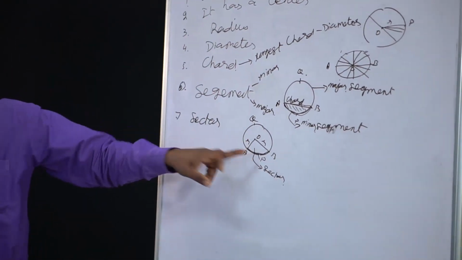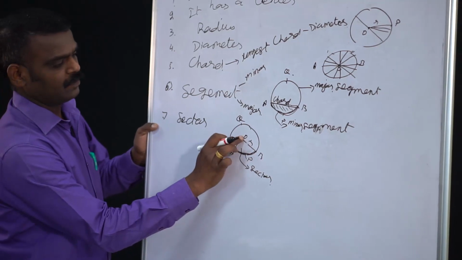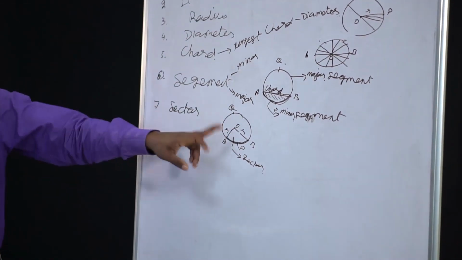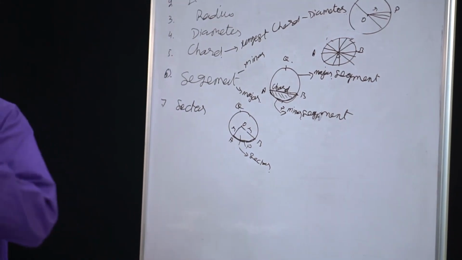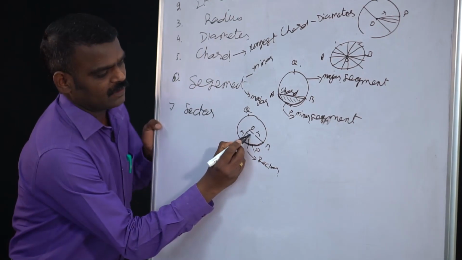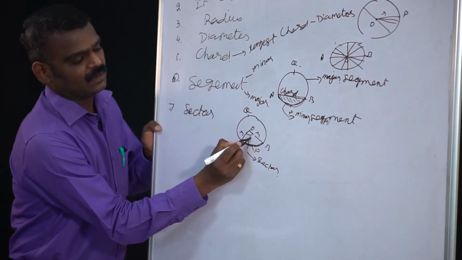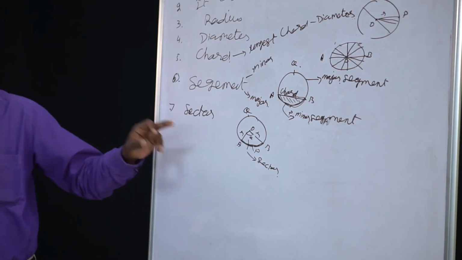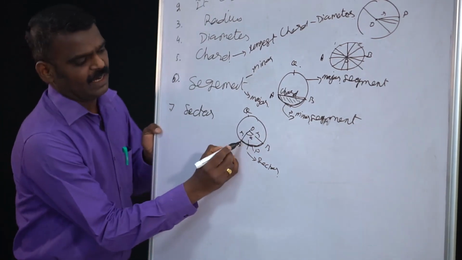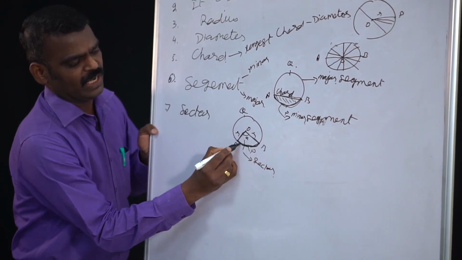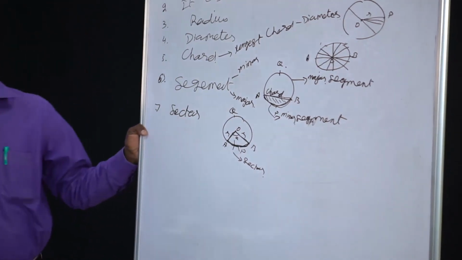AO is one radius and BO is another radius. Two radii come together. This is a theta angle. Two radii come together and make an angle. Now, the sector is the area bounded by these two radii and an arc, and it is called a sector.